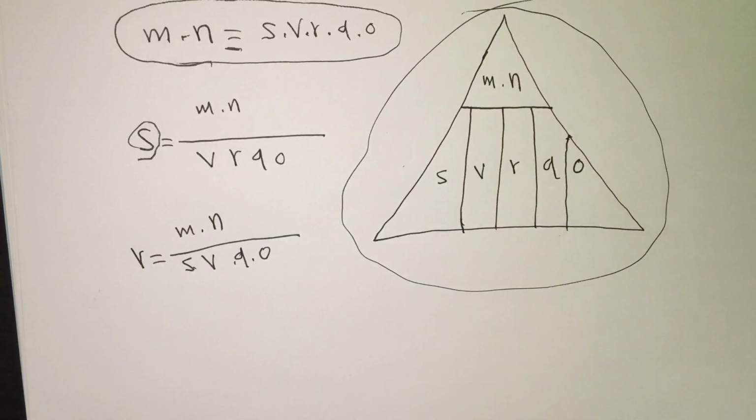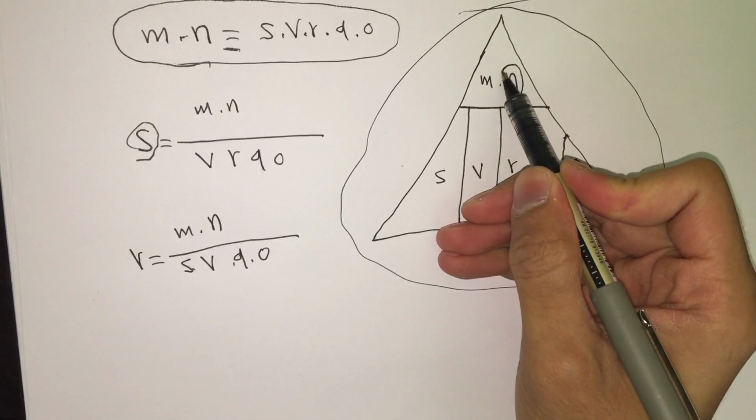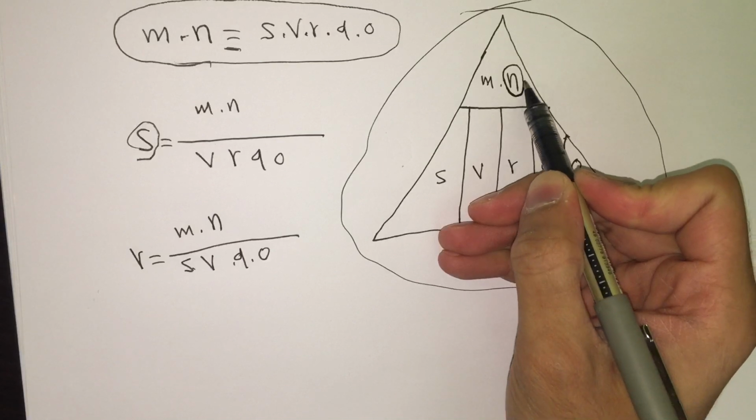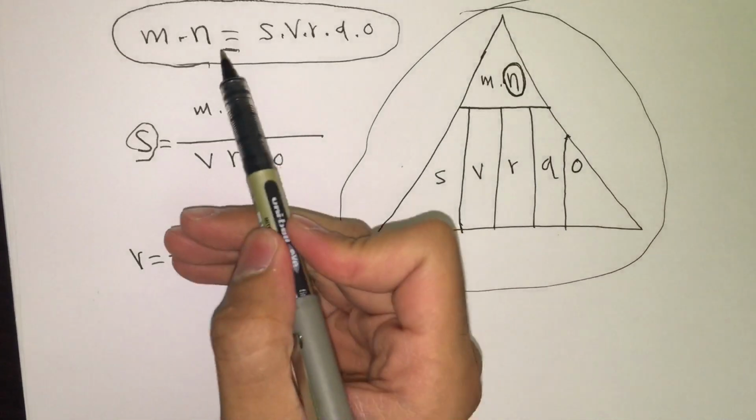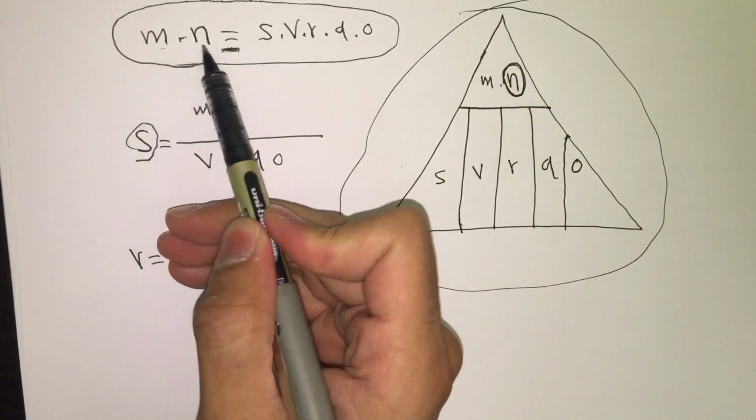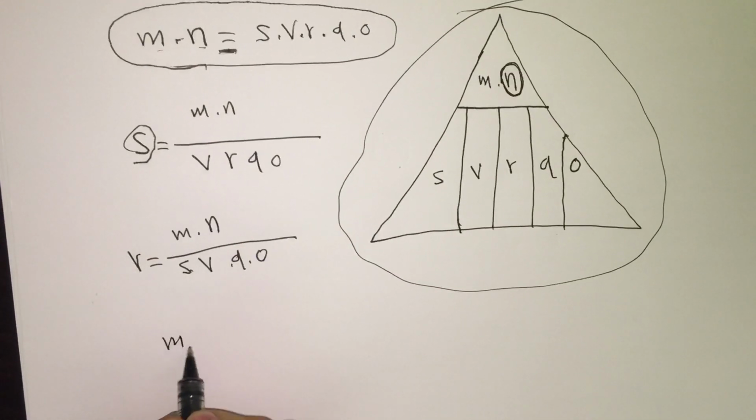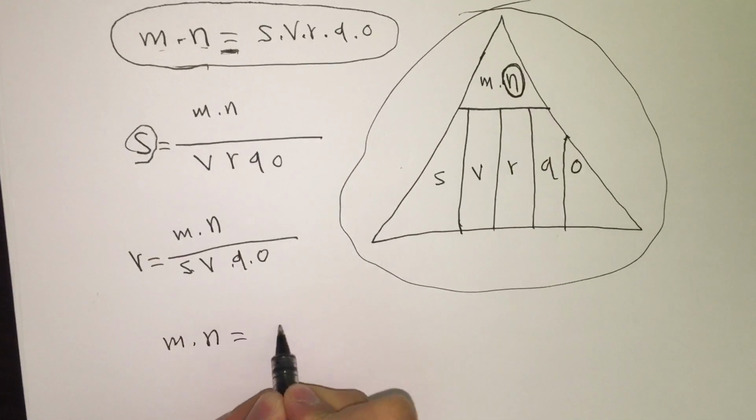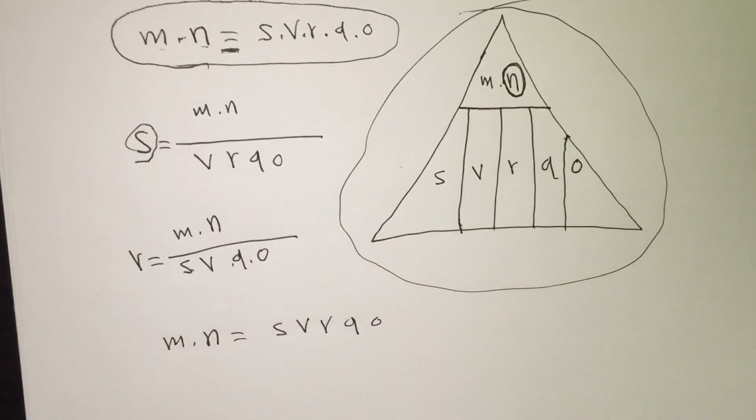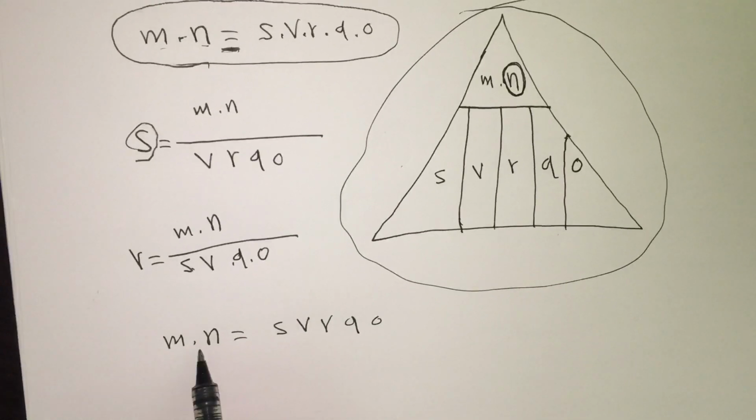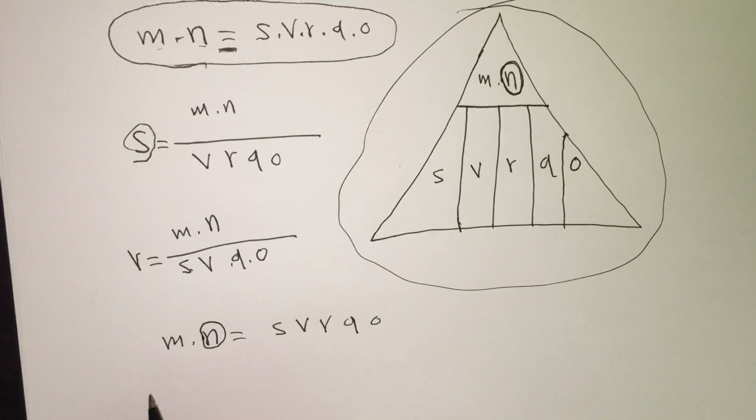So let's see what if we want to find the value of n? We want to find the value of this n. Well, we'll look for the equation that has the n before the equal sign, which is this equation. We just write the equation as it is: m times n is equal to S V R Q O. And then, since we only need the value of n, we don't need the value of m. We just want the value of n.